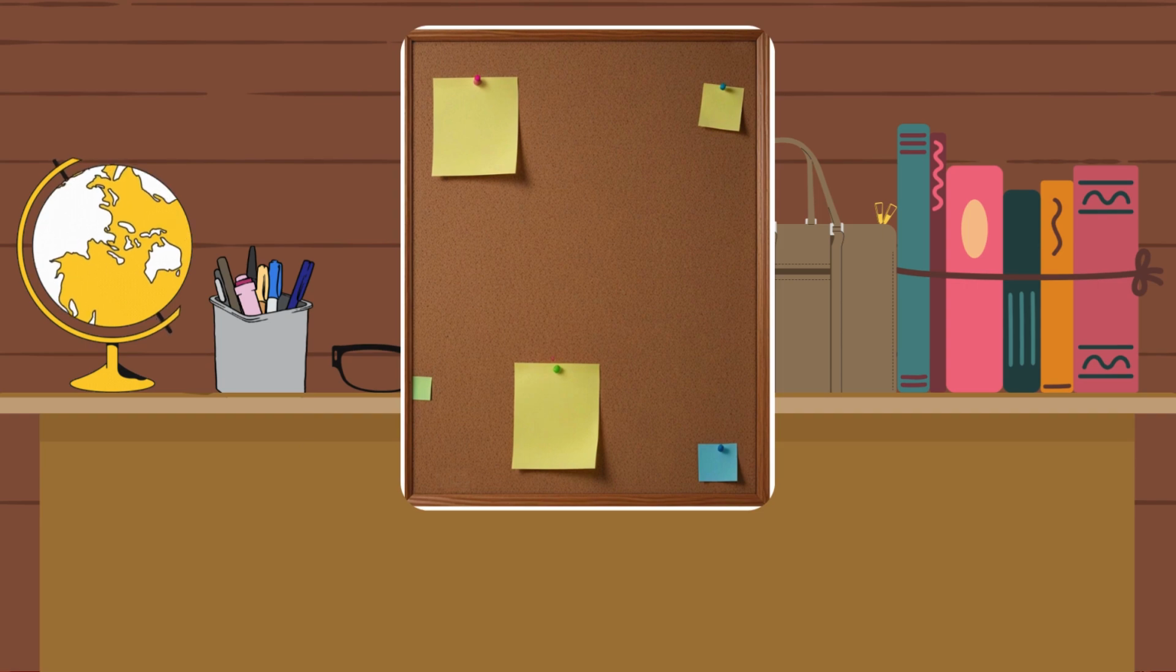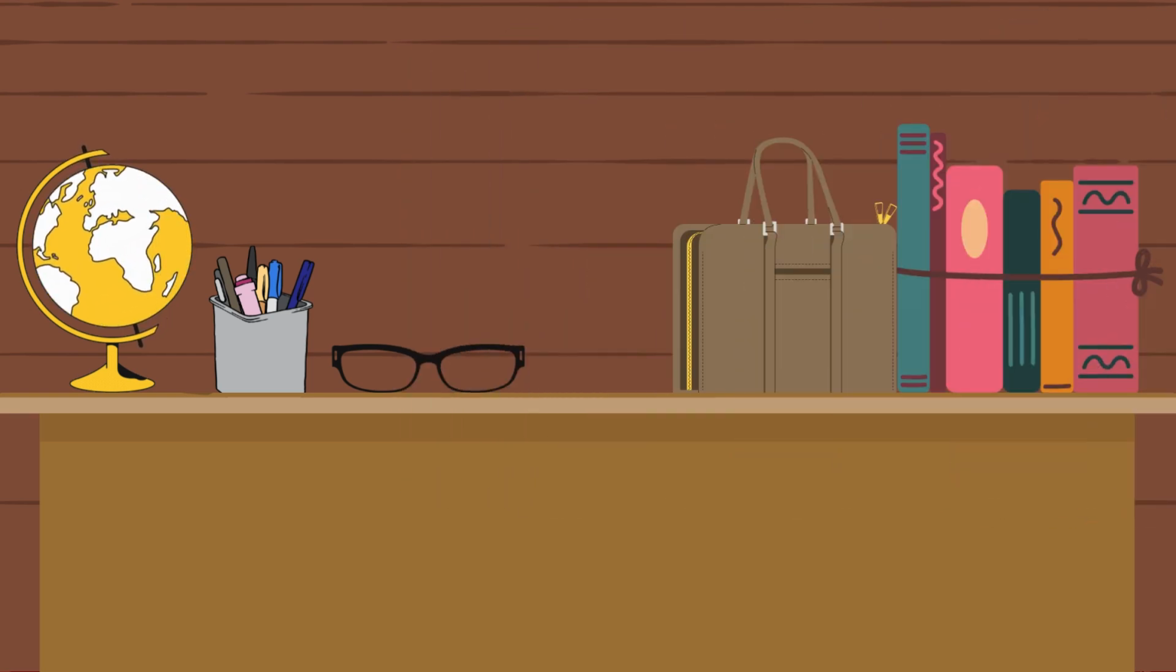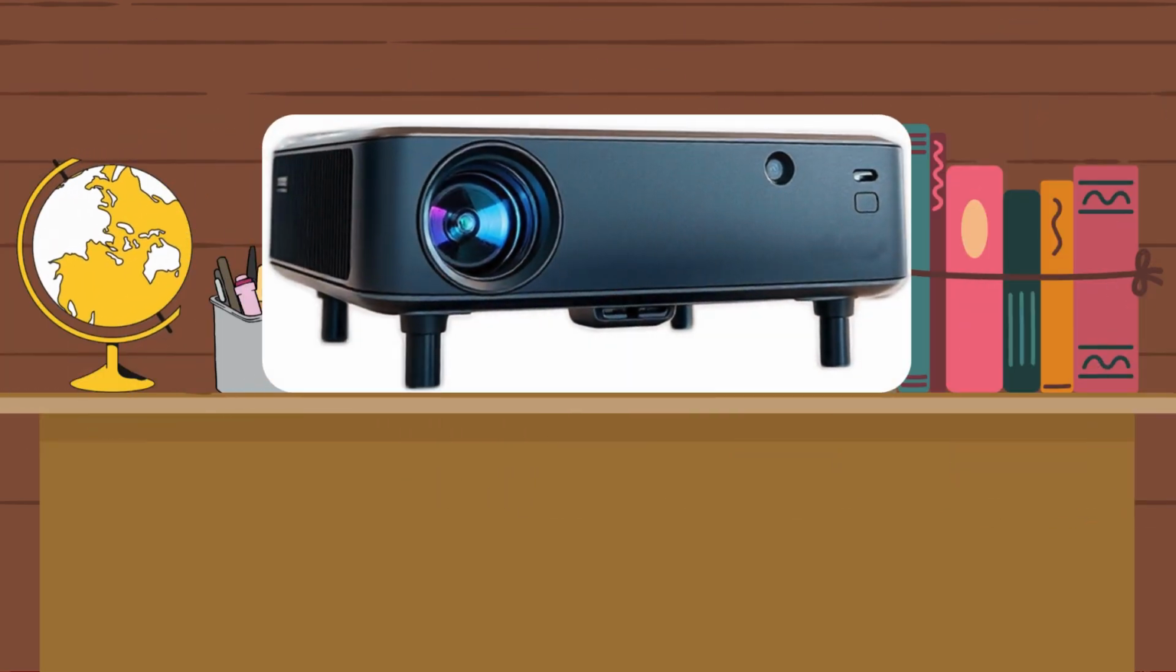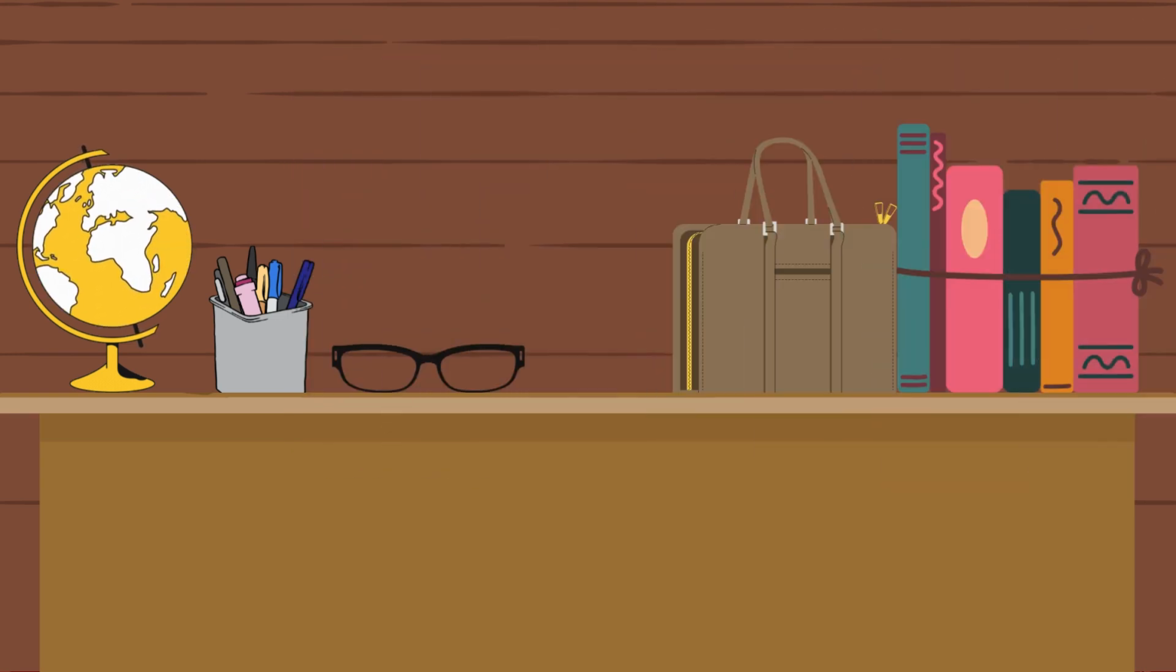What is this? This is a bulletin board. What is this? This is a Bluetooth speaker. What is this? This is a projector. What is this? This is a bank card reader.